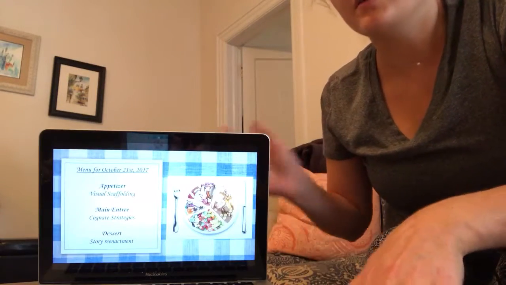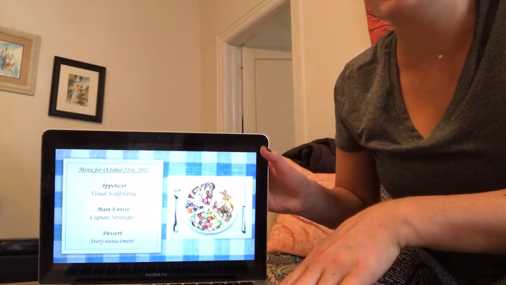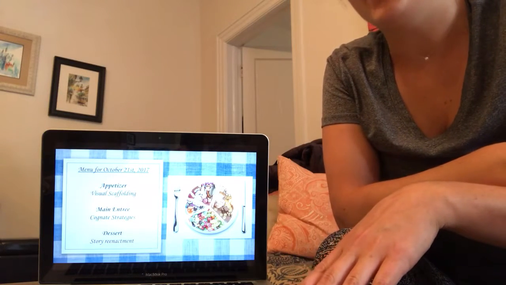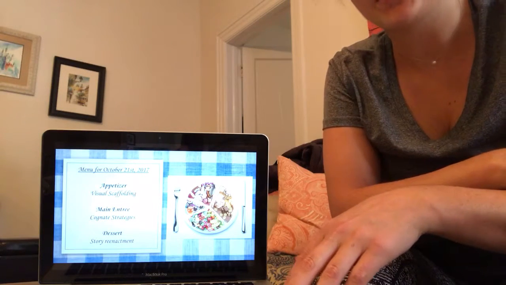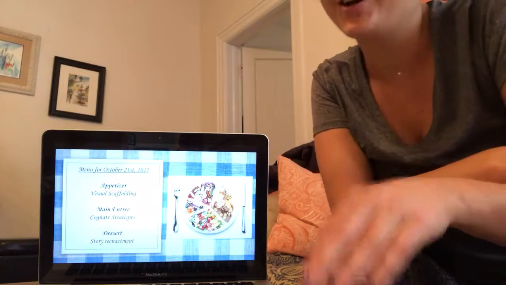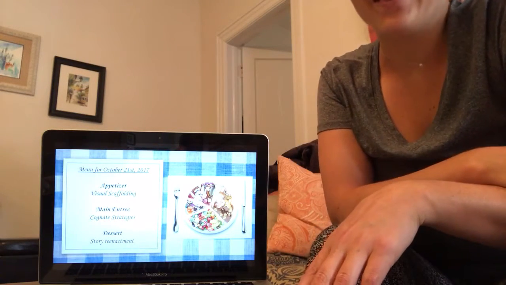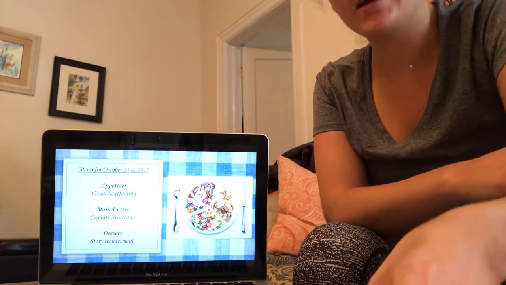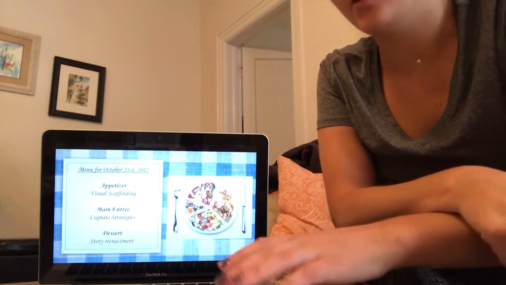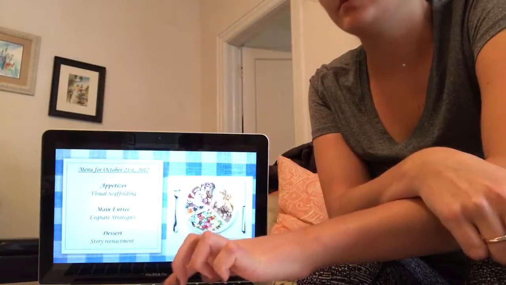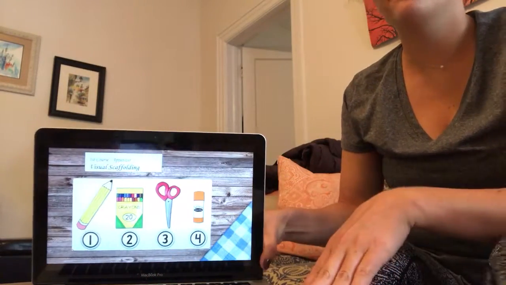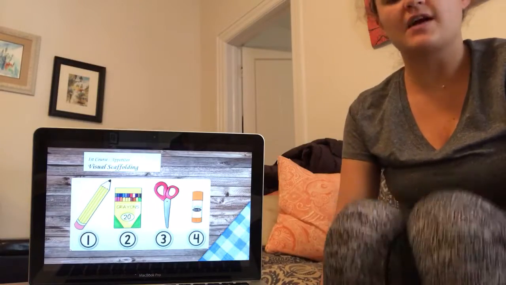Okay, so the first course is our appetizer, which is visual scaffolding. And then we go into the main course, which is the cognate strategies, which is the meatier strategy. And then the dessert for today is the story reenactment. So we're going to have a lot of fun with this. Okay, so this is our first strategy, visual scaffolding.